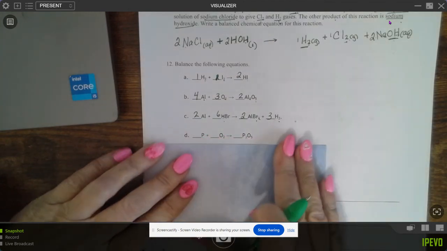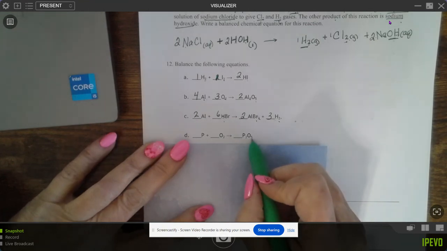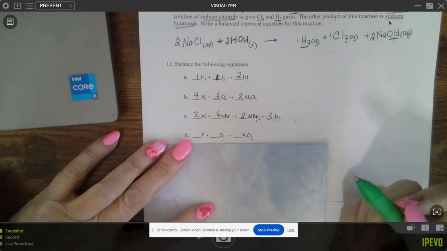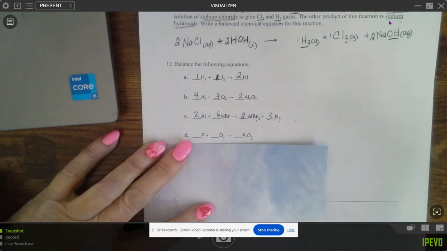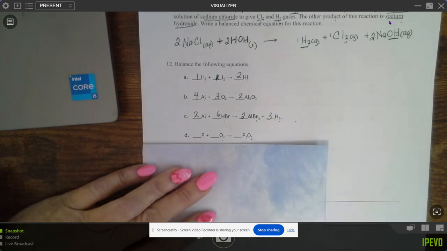All right, let's see. Can we do this one just by inspection? Meaning, can you look at this and see that I have 5 oxygen here and 2 oxygen here? What's the least common multiple of 2 and 5? In other words, what's the smallest number 2 and 5 both go into? To come up with 10. So that is the least common multiple.